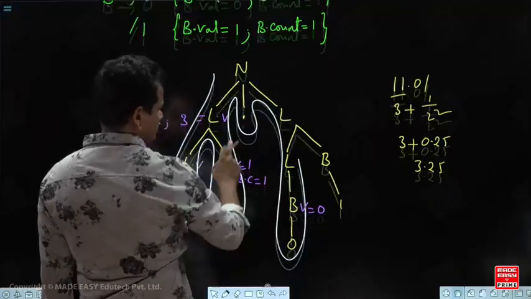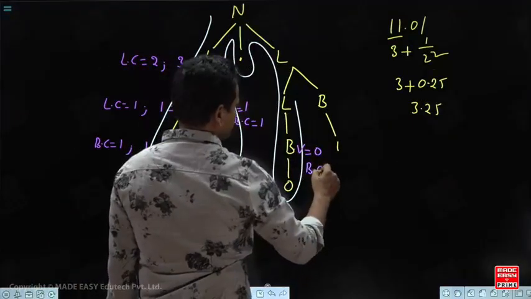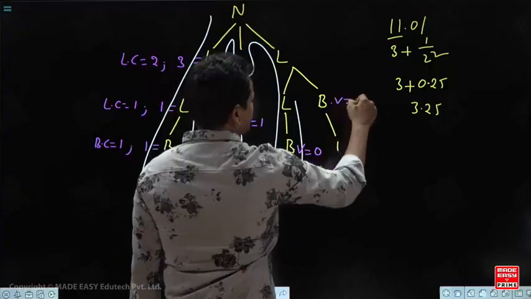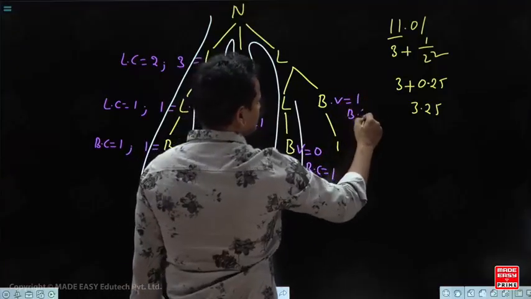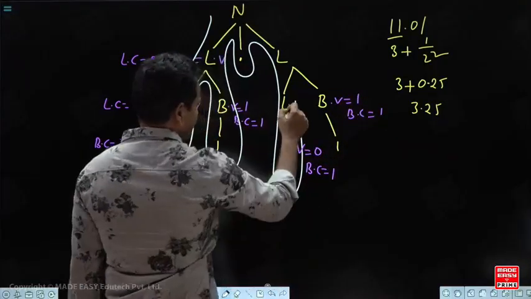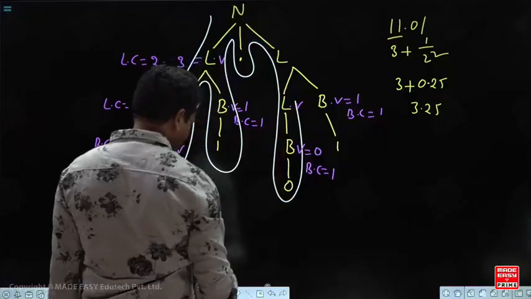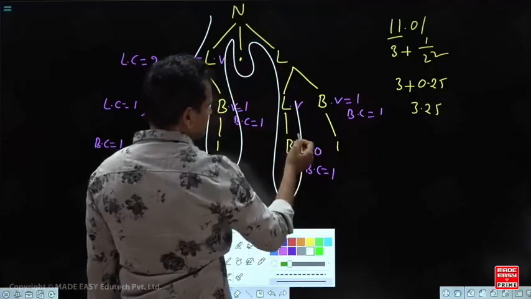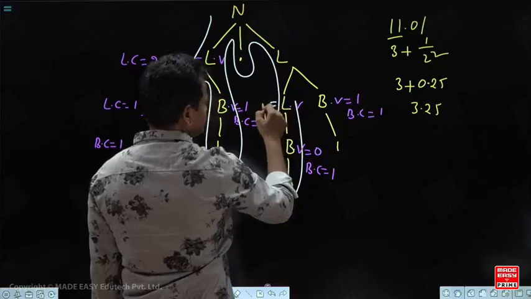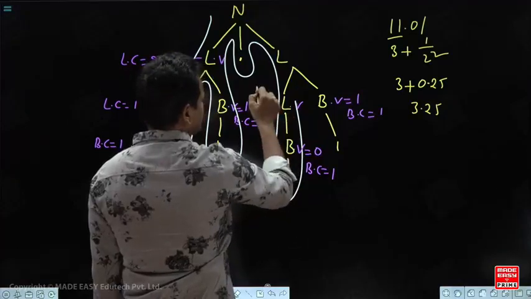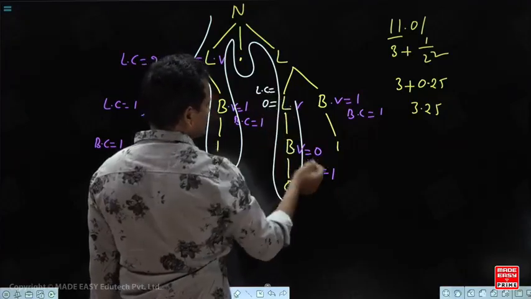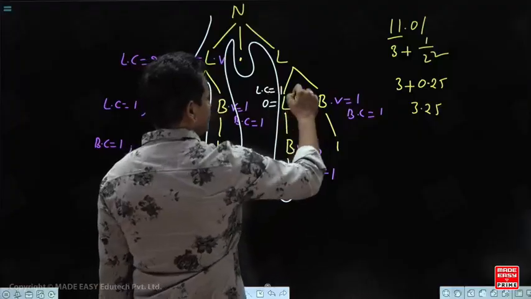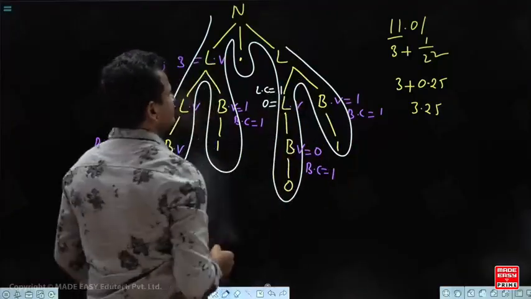But B.count is 1. B.count is 1. Here also I write B.value equal to 1, because B there is 1 and B.count is also 1. Now here, what is L.value? L.value is B.value. L there is B.value, that is 0. And what is L.count? L.count is equal to B.count. What is the B.count? Here 1. Okay, next.